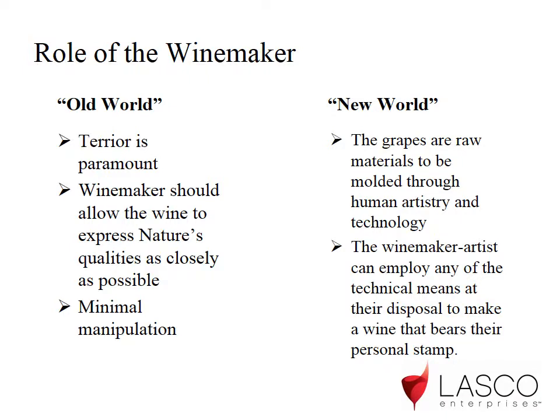New World and Old World winemakers tend to have philosophically different approaches to winemaking. In the Old World approach, terroir is paramount. The winemaker should allow the wine to express nature's qualities as closely as possible with minimal manipulation in the winery. The New World approach, on the other hand, allows the grapes to be the raw materials to be molded through human artistry and technology. The winemaker/artist can employ any of the technical means at their disposal to make a wine that bears their personal stamp.